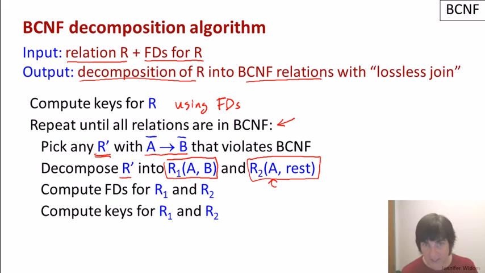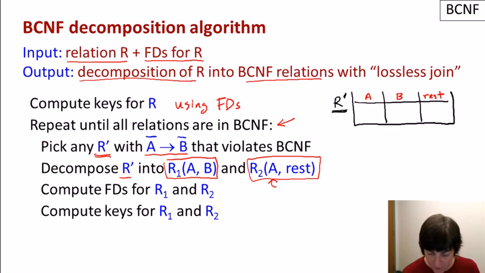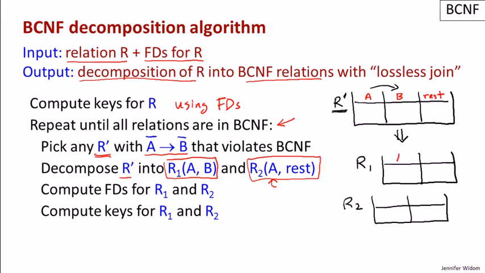So let's draw this as a picture. Here's our relation R', and of course the first time through our loop that relation would have to be R itself. And then because we have a functional dependency from A to B, and A is not a key, that means it's a BCNF violation, we're going to decompose this into R1 and R2. So R1 will contain the attributes in the functional dependency.